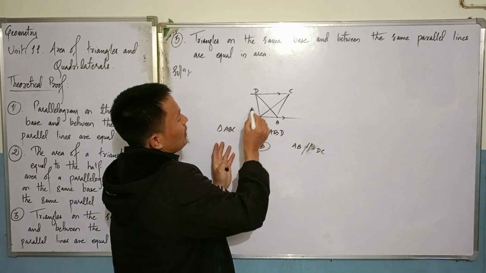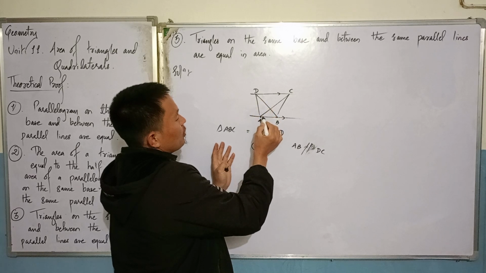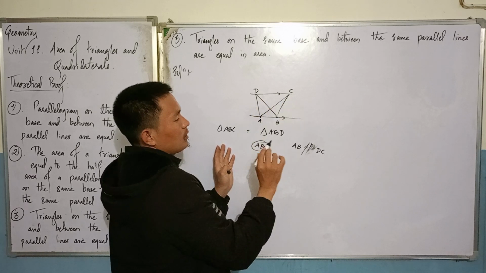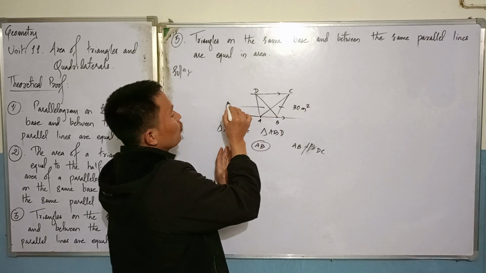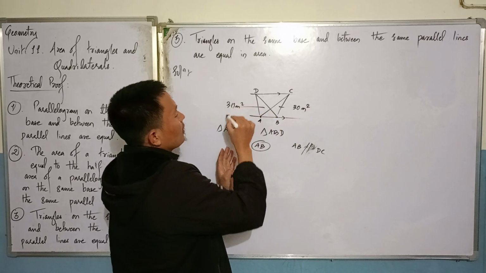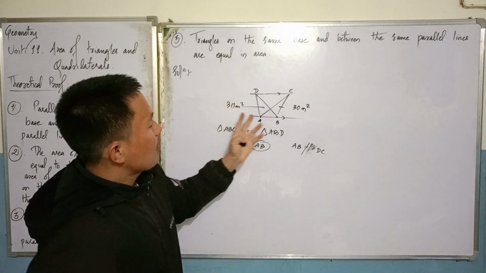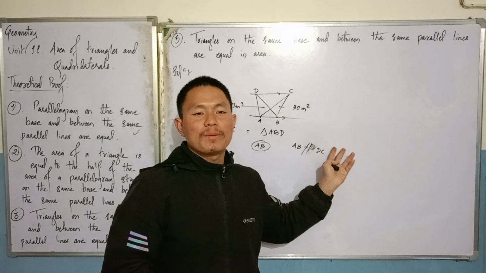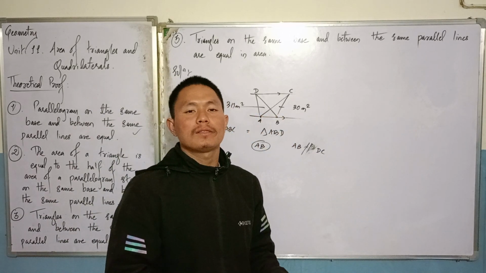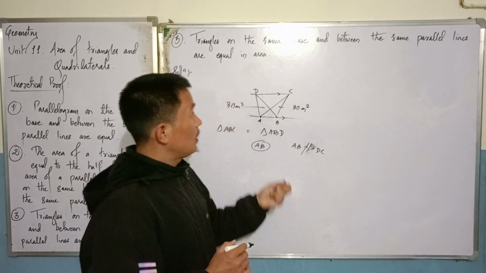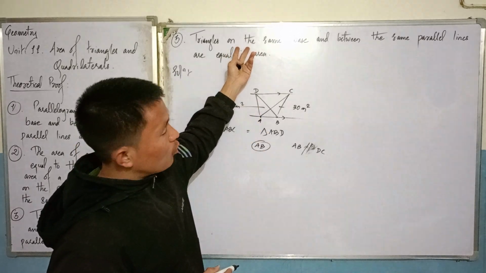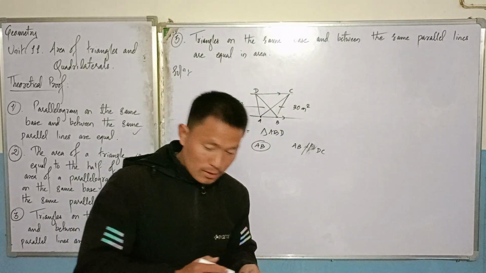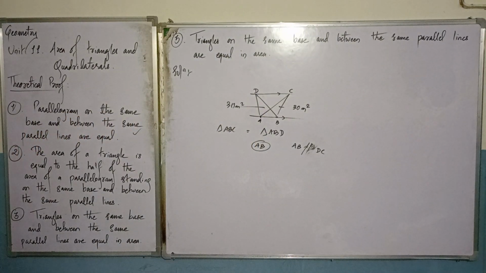The area of triangle ABD will be equal to area of triangle ABC. So if this is 30 meter square, then this also will be 30 meter square. And the reason that you have to give is triangles standing on the same base and under the same parallel lines, that you have to state that. So you must try to remember this statement. While you do exercises, remembering that statement is very crucial.